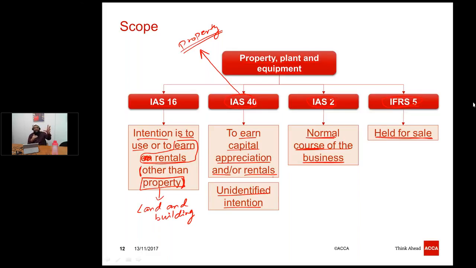And now this property is unoccupied property. I'm not using this, but I've kept it so that if the business regrows, I will use it. If the business does not regrow, I will give it on rent. And if I don't find anyone to take the property on rent, I will simply earn the capital appreciation. Now my intention is not defined. It may be either side. So in this case, again, we are going to classify it in IAS 40.